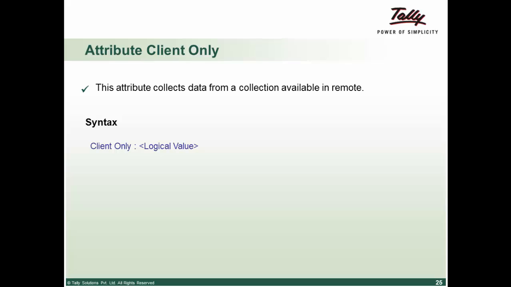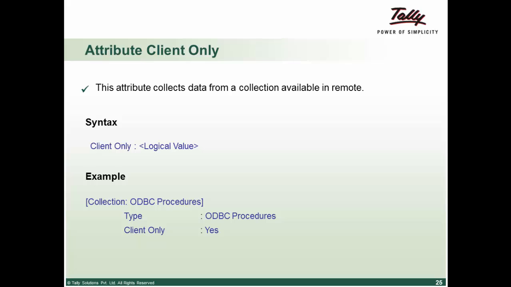Before we go to the example, let's have a small look at the syntax. Client only looks for a logical value, so it's a yes or a no. Take a collection like an ODBC one. Say you create a collection to call an Excel value. Where is this Excel available? Obviously not on your server. It is on the client system. The Excel sheet is available on your client system. By default it is client only no, so what it does is try to go to your server.